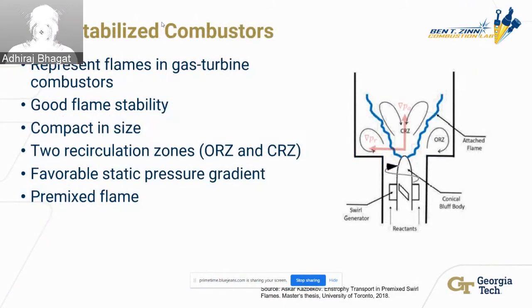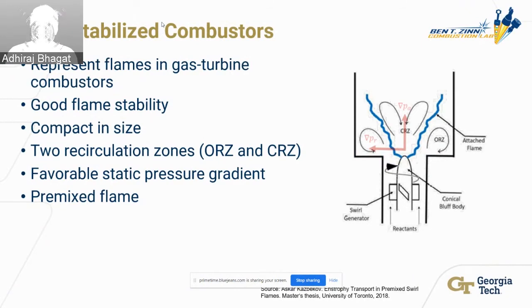So the combustors we used in this experiment are swirl stabilized combustors. The reason we chose these sorts of combustors is that they represent the flame in a gas turbine engine really well. They're stable flames and they're small in size. The stability in a swirl stabilized combustor, as you can see in this diagram here, is caused by the recirculation zones. There is a little V-shaped flame, that's the blue V in the image here.